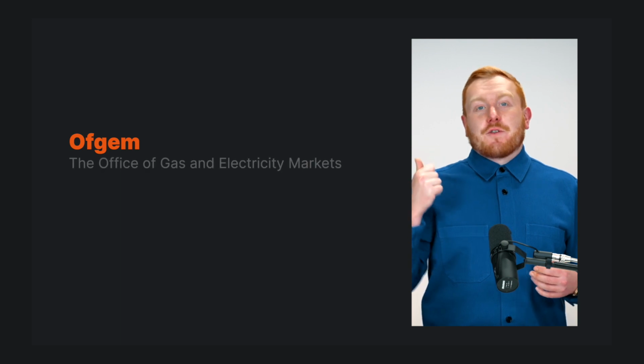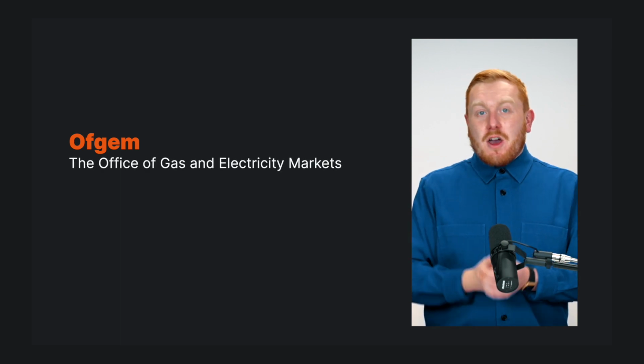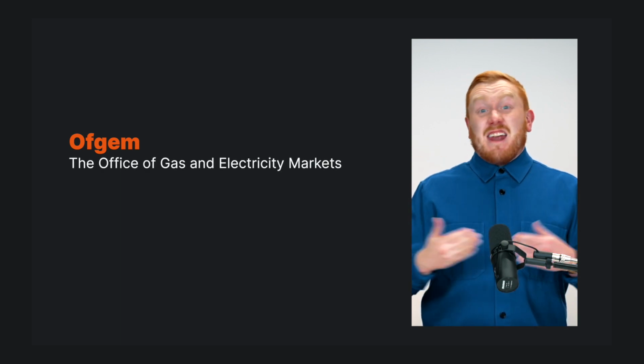Participants in the system, barring consumers, need to obtain the correct licences from Ofgem, the Office for Gas and Electricity Markets, who are Great Britain's independent energy regulator. But what goes on at each stage of the process, and who are the other major players? Let's start at the beginning.